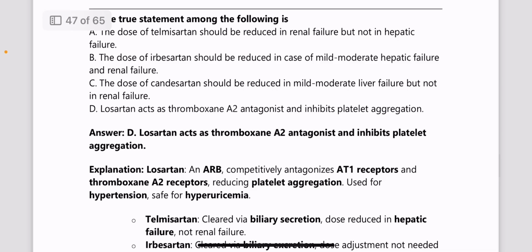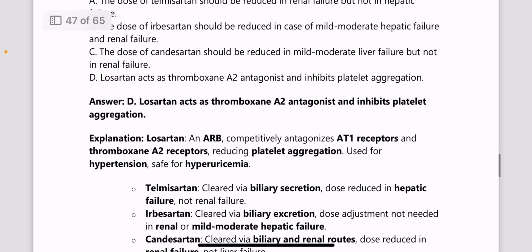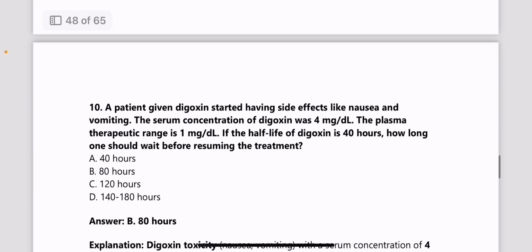Next, the true statement among the following is: losartan acts as a thromboxane A2 antagonist and inhibits platelet aggregation, because losartan is an ARB and it competitively antagonizes the AT1 receptors and the thromboxane A2 receptors, reducing platelet aggregation. It's used for hypertension. It is safe for hyperuricemia patients.